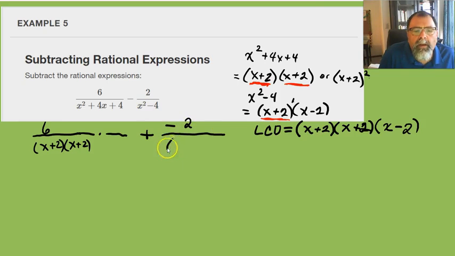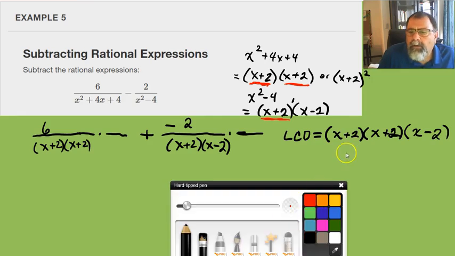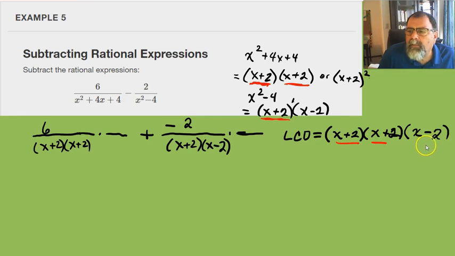And then on the bottom you've got x plus 2, x minus 2. I just moved it over so I can have some more room here. So this is the LCD. Now I'm going to look at the LCD. I've got x plus 2 twice. I'm going to do red for this one. So x plus 2 twice, and you see that I'm missing the x minus 2. So I need to put in the x minus 2 to build that LCD.